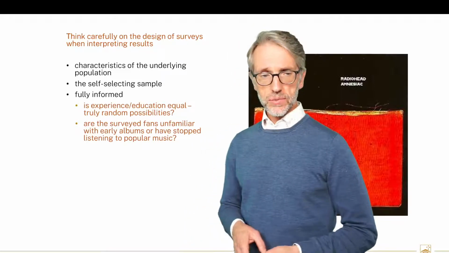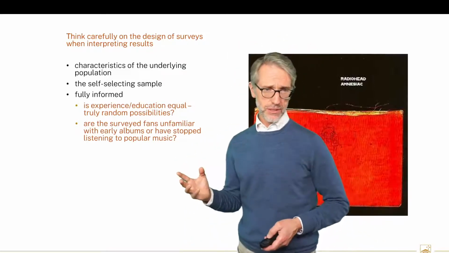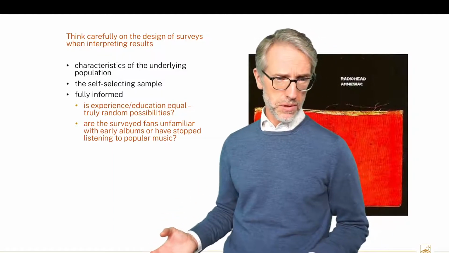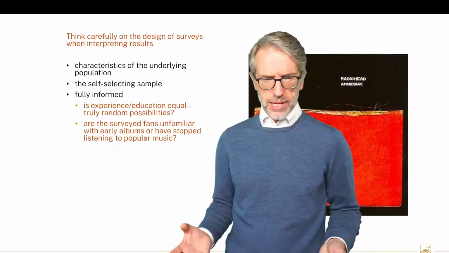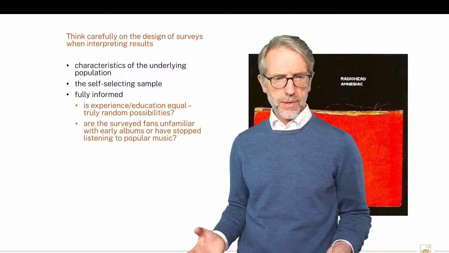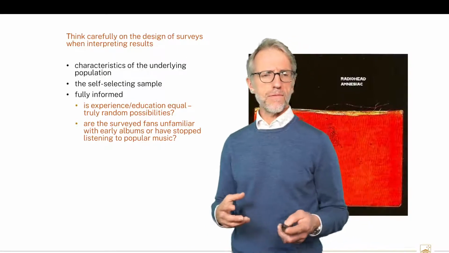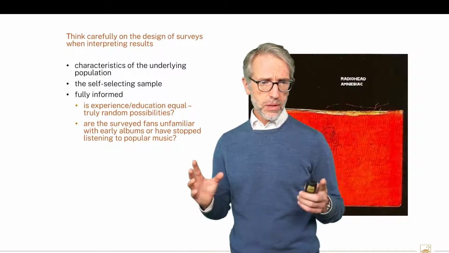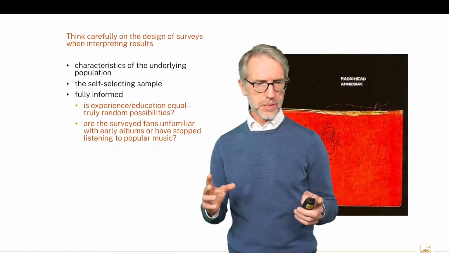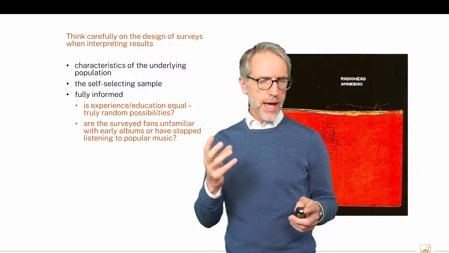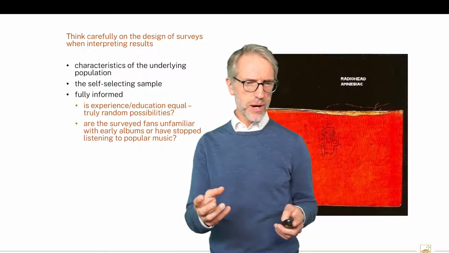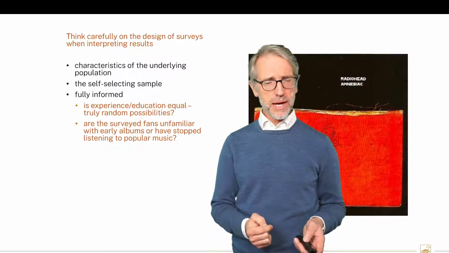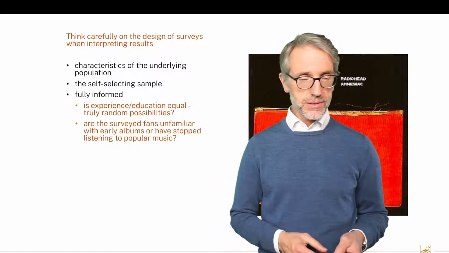Okay, so our characteristics. First, we need to think about a number of things associated with a survey. What the characteristics of the underlying population that have been surveyed are. Is the sample a self-selecting set? And are they fully informed when it comes to all of the options in the survey? Well, why are these three things important? Well, consider how much experience you might have had with Radiohead up until this moment. Maybe they're the last band you'd think about on a daily basis, whereas for me, I listen to them every day.